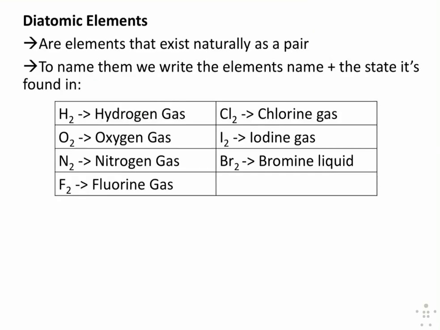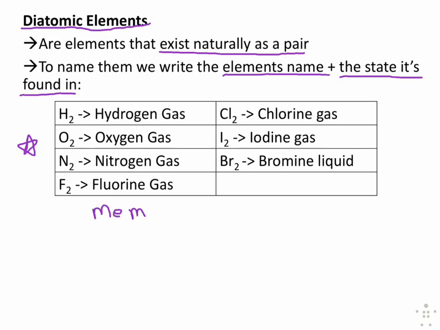So the last little trick to naming molecular compounds is that we have things called diatomic elements. And these are elements that exist naturally as a pair. So to name them, we have to write the element's name plus the state it's found in. And these guys down here in this chart are the diatomics that you need to know. So you need to have these memorized because they're going to appear again.